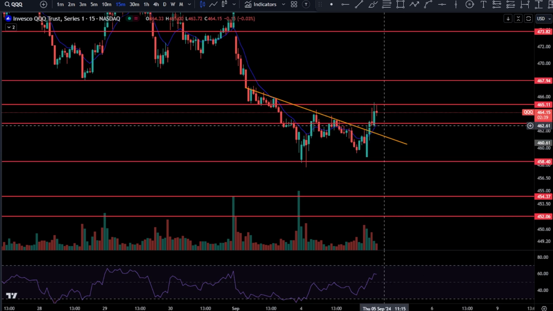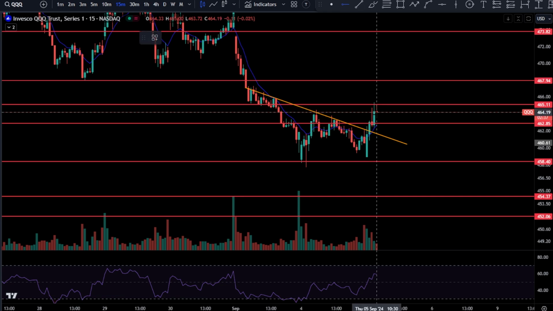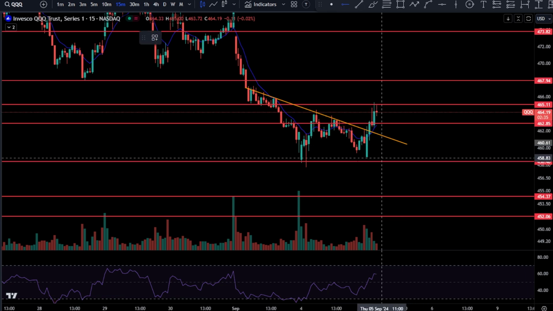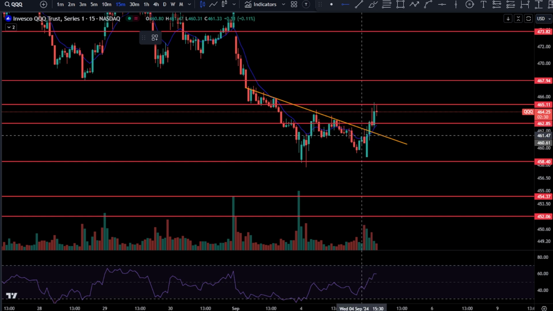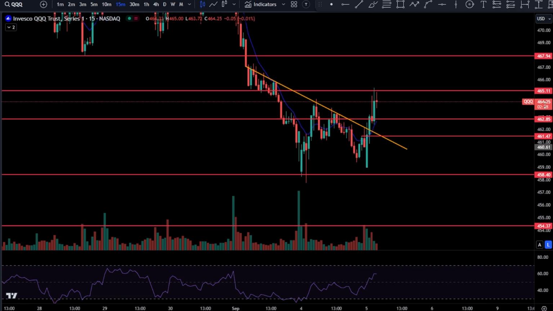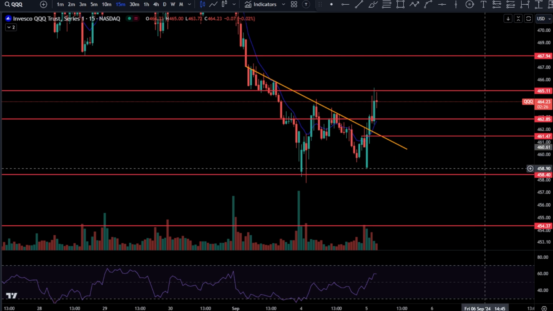I know there's really not much in between here where you're dancing around and all the way down here. If you really want to put something on it, I would say you can go with 461.47, and then 458.40 under there.